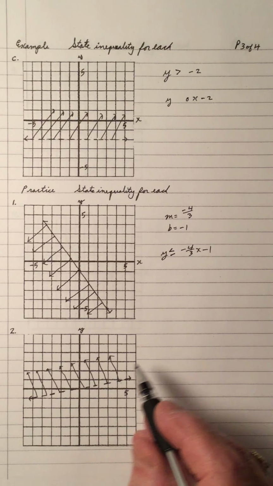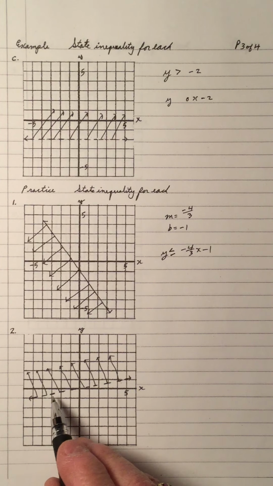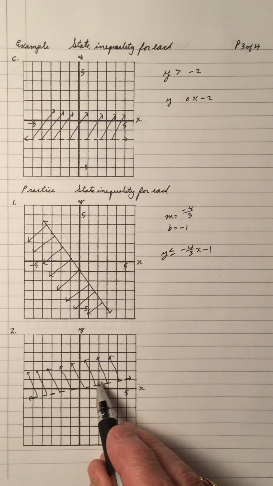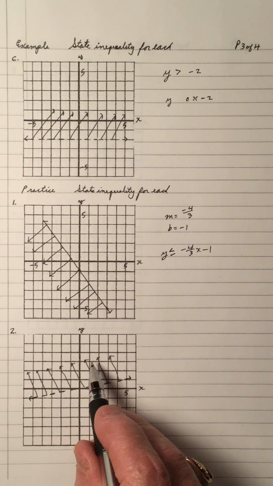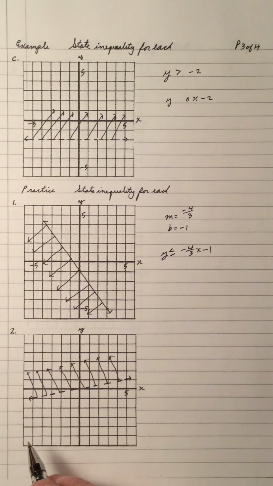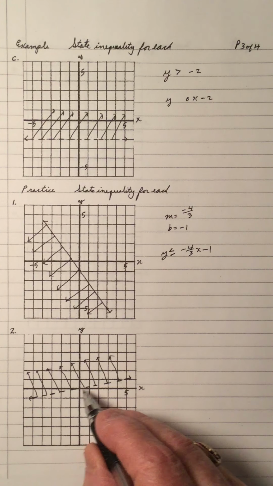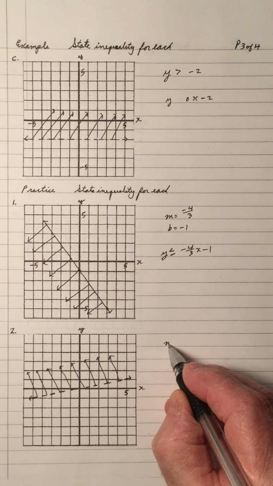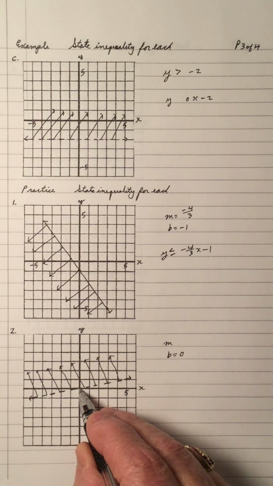And number 2, notice the slope of this line is positive because as I go up, I go to the right. So this is a positive slope of a line. If you go up and to the right, it is positive. If you go up and to the left, it is negative. And number 2, the y-intercept is 0, going through 0.